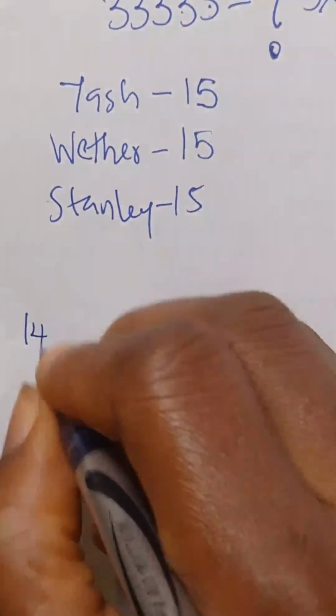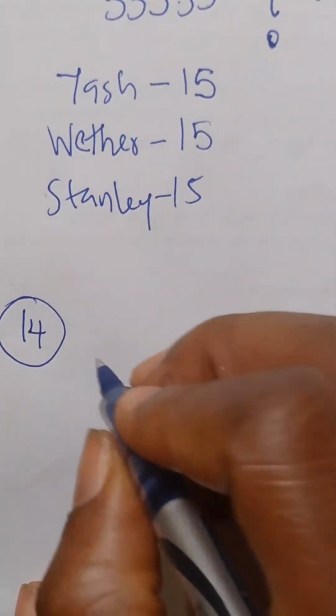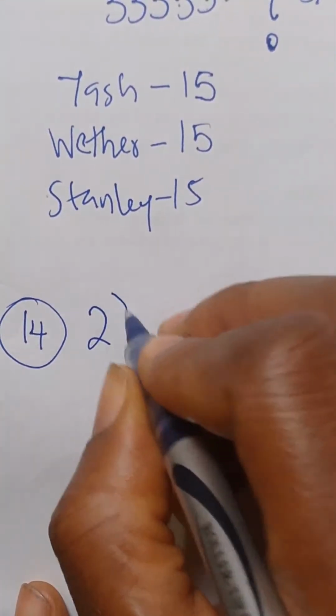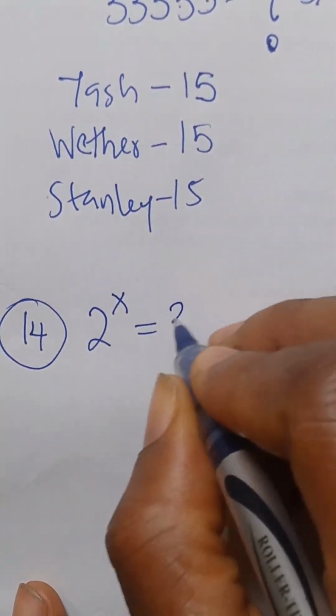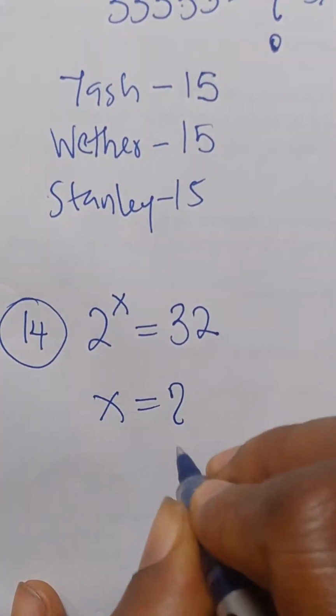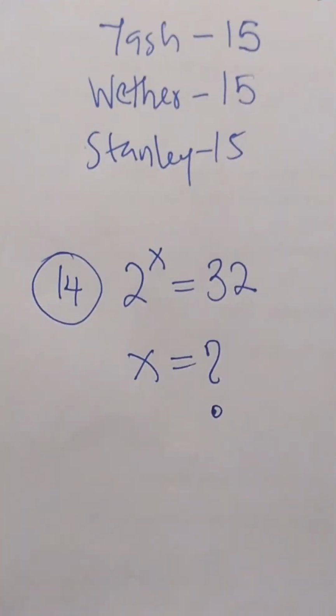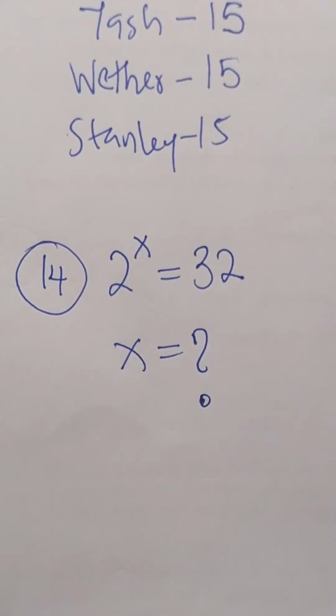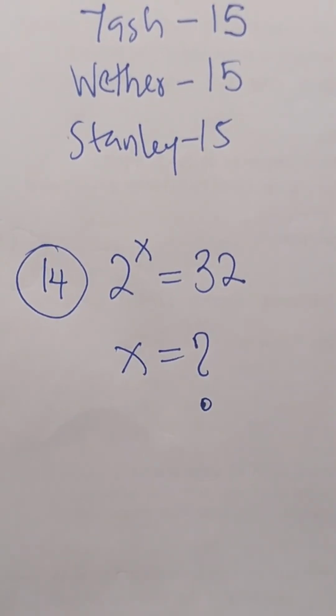Question number 4. We have 2 raised to power x is equal to 32. X is equal to what? So solve this, drop your answer. 2 raised to power x is equal to 32. X is equal to what?